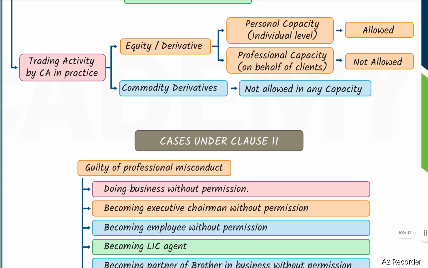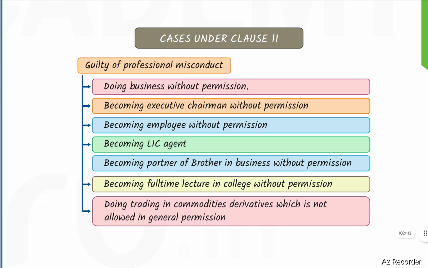Cases under clause number 11. Guilty of professional misconduct: doing business without permission, guilty. Becoming executive chairman without permission, guilty. Becoming an employee without permission, guilty. Becoming an LIC agent, guilty. Becoming a partner of his brother in business without permission, guilty. Becoming a full-time lecturer in a college without permission, guilty. Doing trading in commodity derivatives, which is not allowed under general permission, guilty.